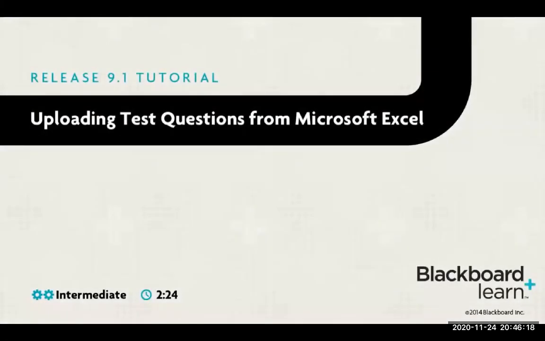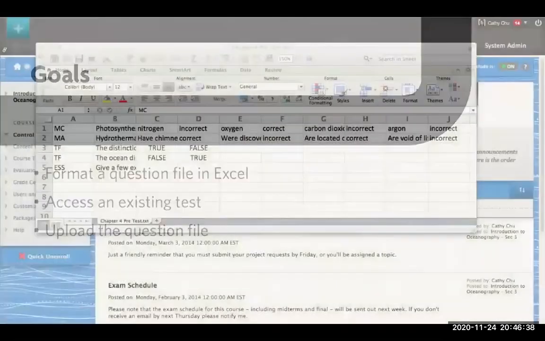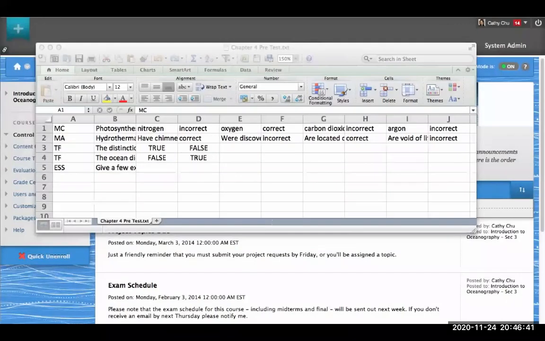Instructors may author questions offline, save them in a specially formatted text file, and then upload questions into an existing test, survey, or pool. Once uploaded, questions may be edited and used like questions that have been authored in the system. This tutorial will show you how to format a question file, access a test, and upload the question file to the test. It's easy to author your test questions in Microsoft Excel and save them as a text file.